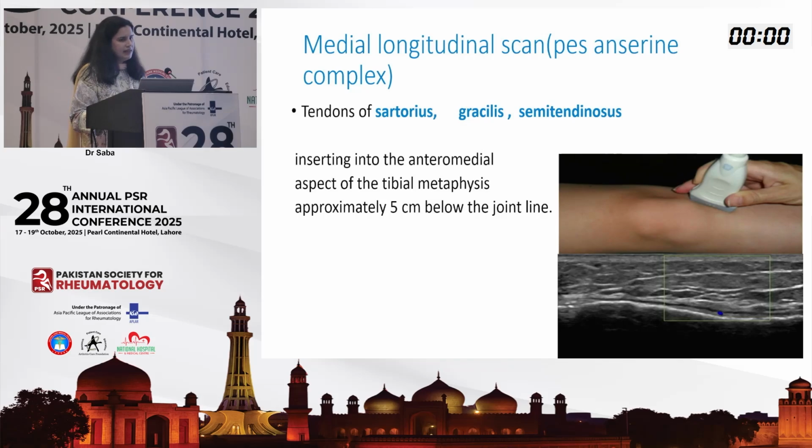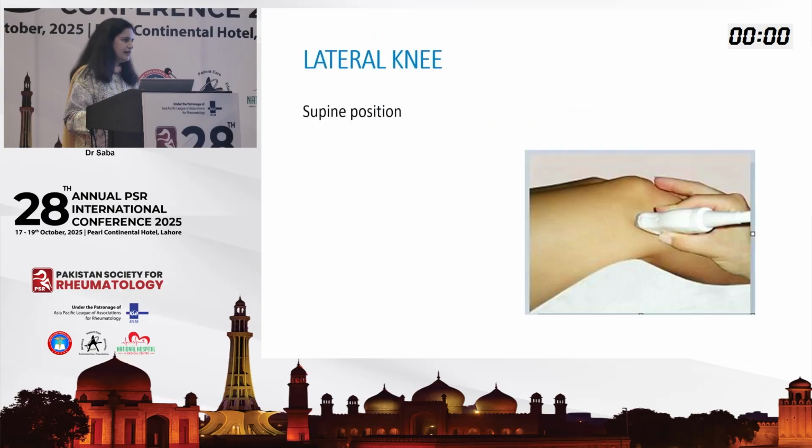Once you are at the area, just make sure you move your probe slightly downwards and you leave the joint area. So previously you were at the joint line and you were seeing the joint between the femur and tibia. Now you're moving slightly below and you'd be able to appreciate the pes anserine attachment. Now the point of interest is actually how do you know you're at the right place? You'd be able to appreciate the inferior medial genicular artery.